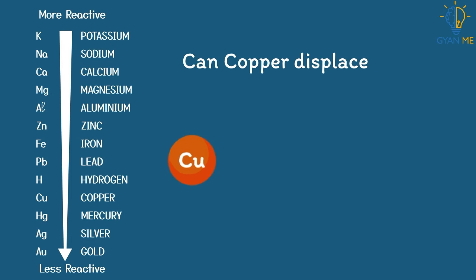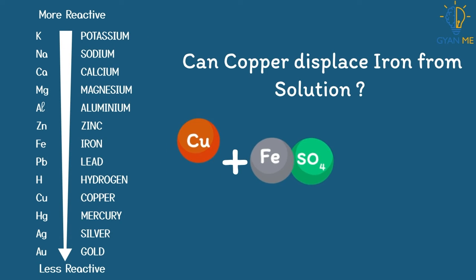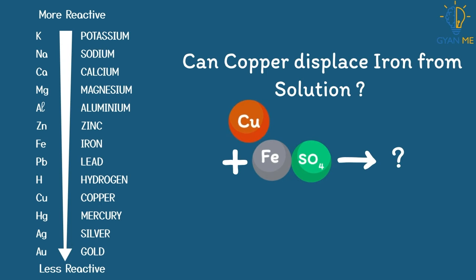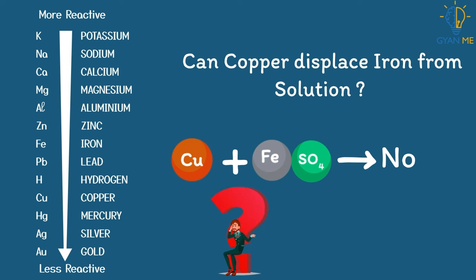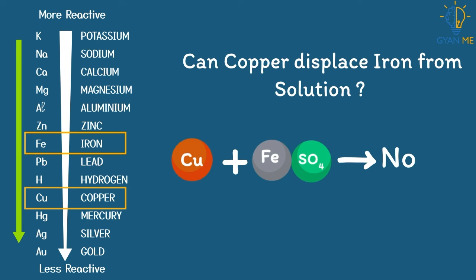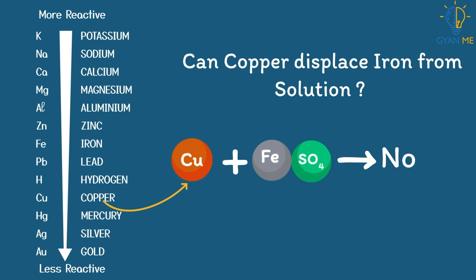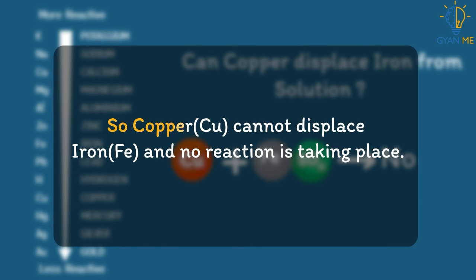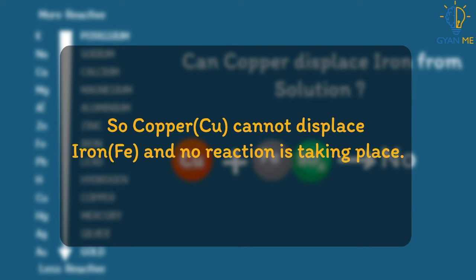Now, can copper displace iron from the compound iron sulfate? No. Why? Because copper is less reactive than iron. As we can see in the reactivity series, copper appears after iron. So, copper is not able to displace iron and no reaction takes place.